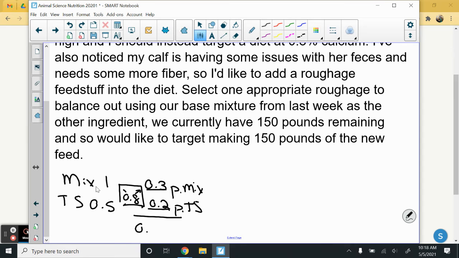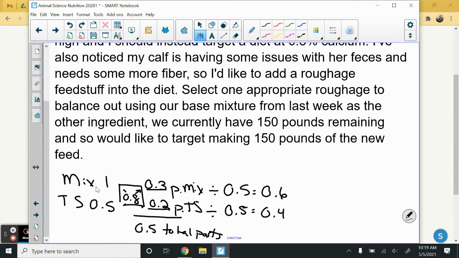So I'm going to have 0.5 total parts in this ration. Okay? So I take those and use those to figure out my percentages. I'm going to take my 0.3 parts of mix and divide by 0.5. I'm going to take my 0.2 parts of Timothy silage and divide by 0.5. And that's going to give me some fabulously short numbers. As I solve that out, I'm going to get 0.6 for my mixture, and I'm going to do 0.4 for my Timothy silage.